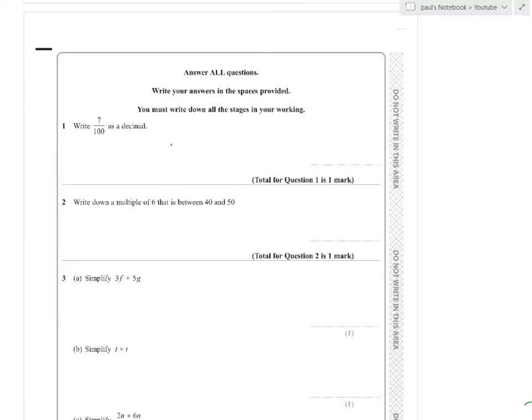7/100ths as a decimal is 0.07. Write down the multiple of 6 that is between 40 and 50. So that's a 6 times table, isn't it? So if we went 6, 12, 18, 24, 30, 36, 42 and 48. So we could have either of those two answers, yeah? So I'll go for 42.